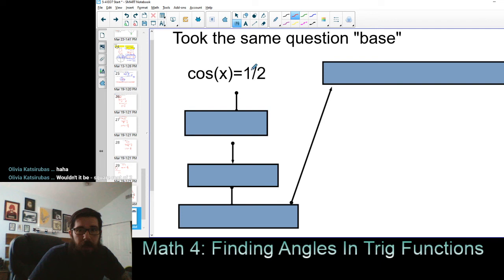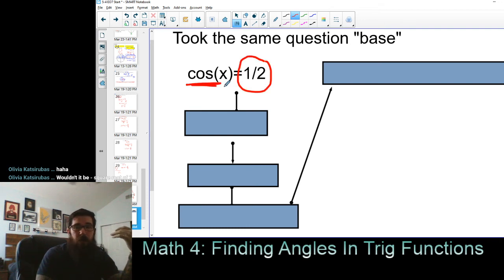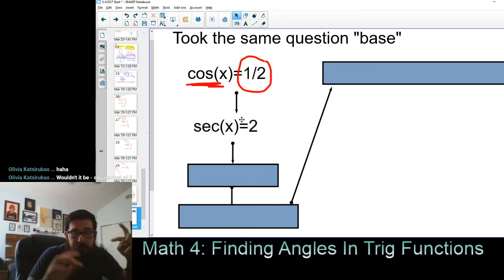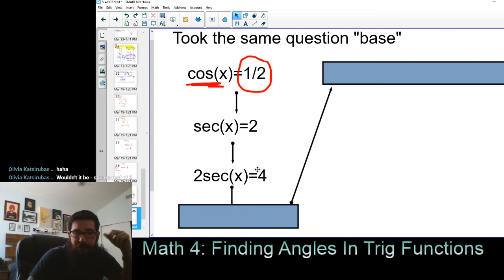Here's how I would build some of these test questions. I would take a known unit circle value. 1/2 is something that I know cosine can get to. So I'm taking that same previous question base, and here's what I would do. Let's start off by making it a reciprocal. If I took the reciprocal of cosine, that's secant. What's the reciprocal of 1/2? Flip that, that's 2 over 1, which is 2. Now I'm going to do a little bit of algebra to both sides. If I double both sides, I now have the equation 2 secant of x is 4.